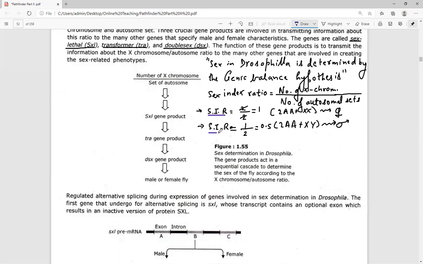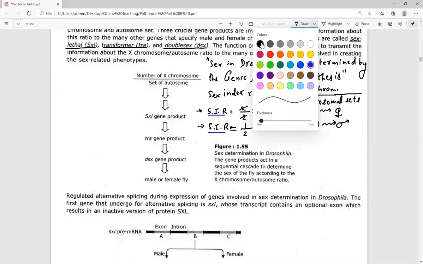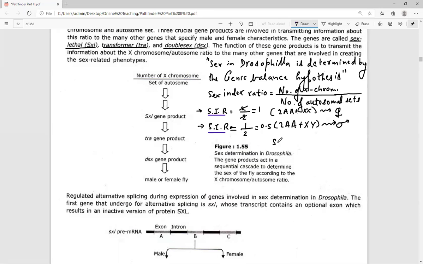So if the sex index ratio comes in between 1 and 0.5, the Drosophila will become a hybrid Drosophila. It will become an intersex. Okay, so just writing it out. If the sex index ratio becomes greater than 0.5 and less than 1, then the Drosophila will be intersex. Intersex Drosophila.